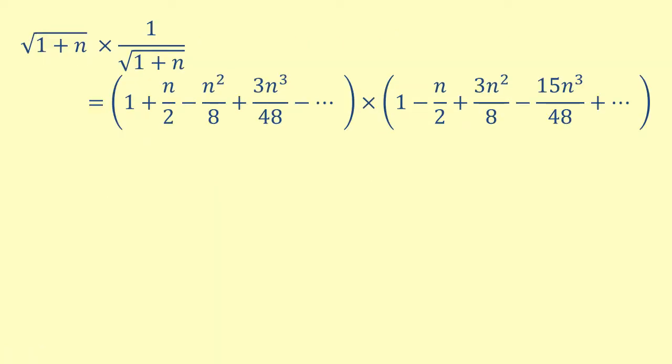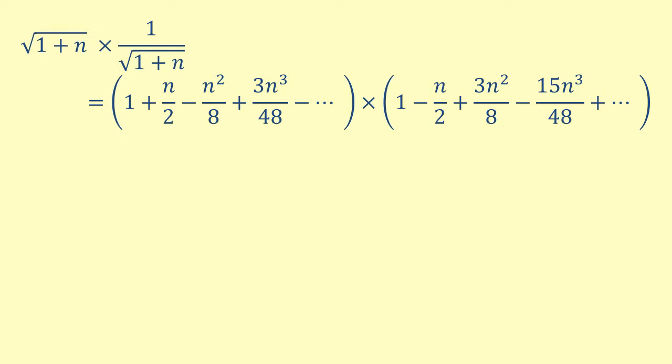Setting up our equation, we have the square root of 1 plus n times 1 over the square root of 1 plus n is equal to the quantity 1 plus n over 2 minus n squared over 8 plus 3n cubed over 48, and so on, times the quantity 1 minus n over 2 plus 3n squared over 8 minus 15n cubed over 48, and so on. Multiply and collect like terms.